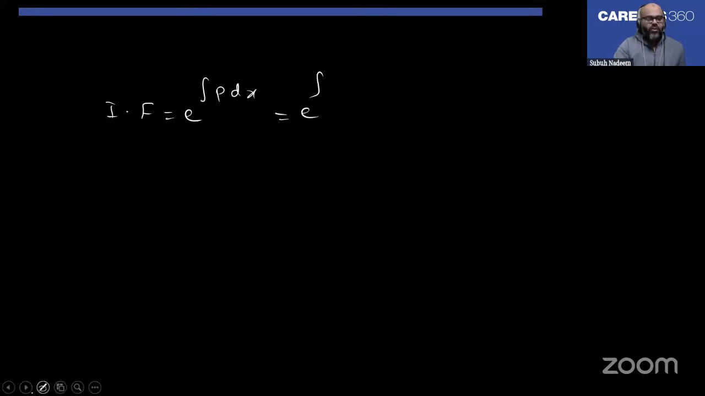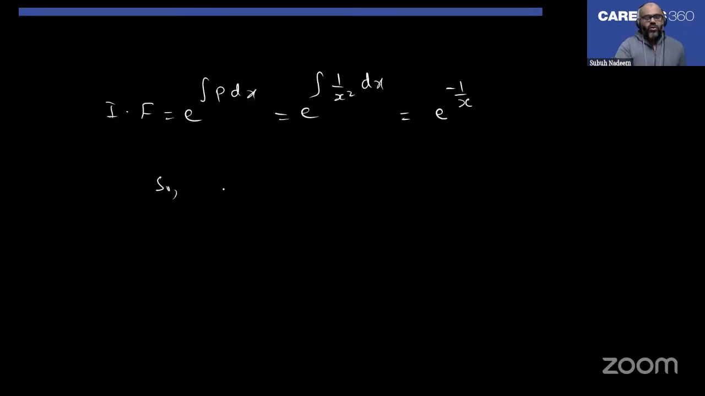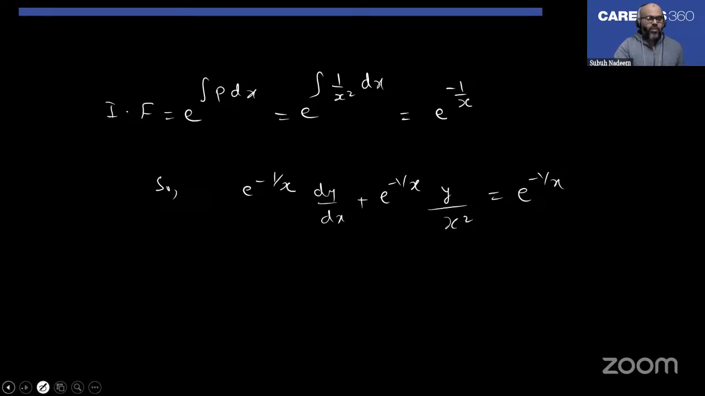So here P is the coefficient of y, which is 1 by x square. It is integral of 1 by x square dx, which will be equal to e to the power, after integration, minus 1 by x. So this is the integrating factor. With this integrating factor, we will multiply the equation. So the equation becomes e to the power minus 1 by x dy by dx plus e to the power minus 1 by x and y by x square is equal to e to the power minus 1 by x and 1 by x cube.